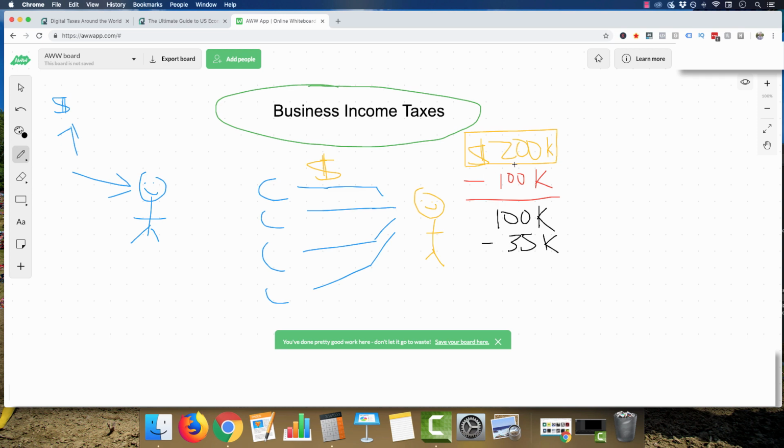So again, we had this all come in, that $200,000 that came in for the whole year. We spent 100 of it on expenses related to the business. That's what's left. That's what we have to pay taxes on.